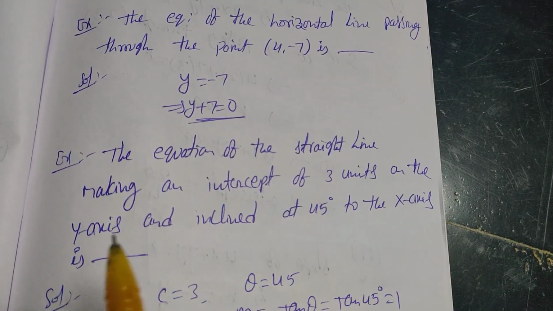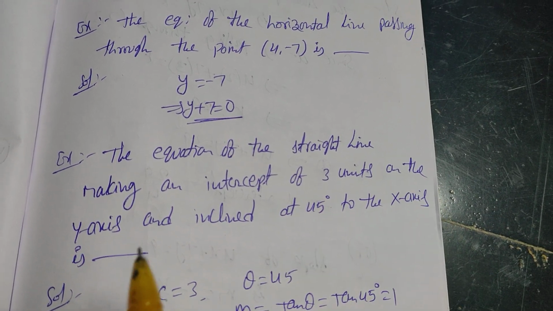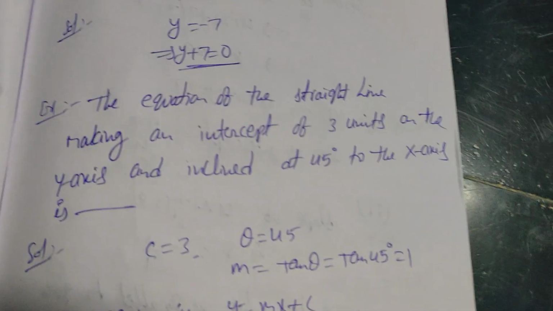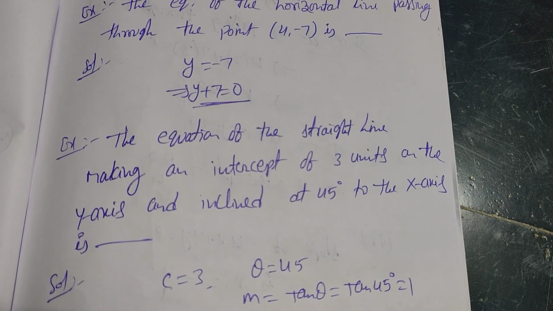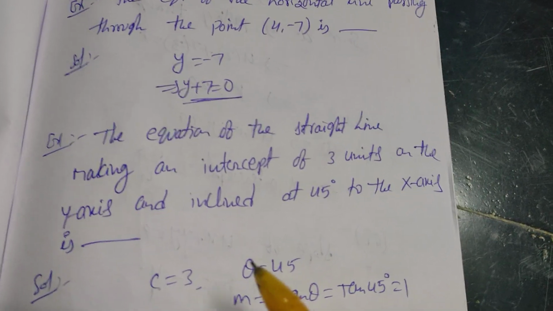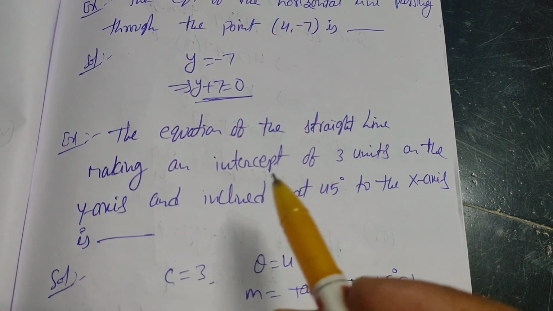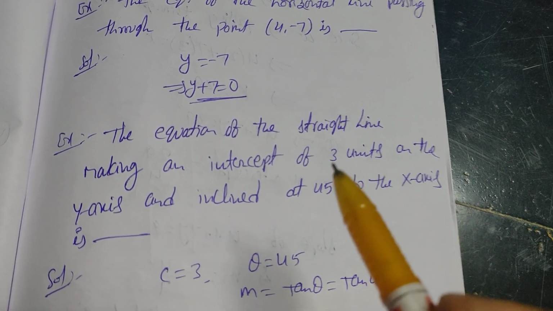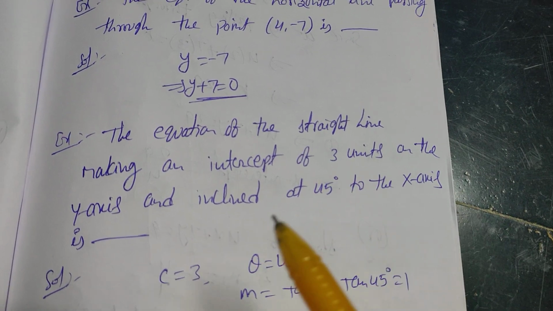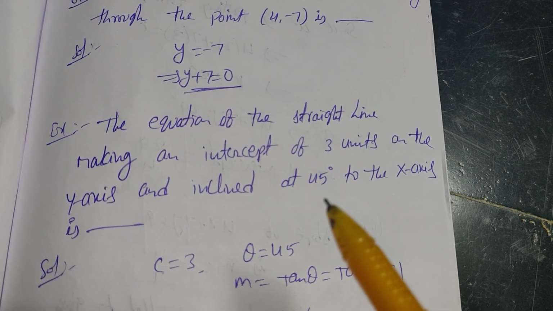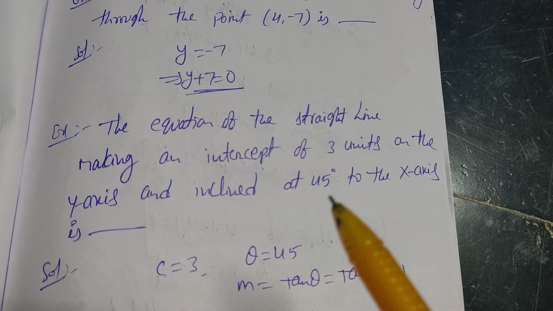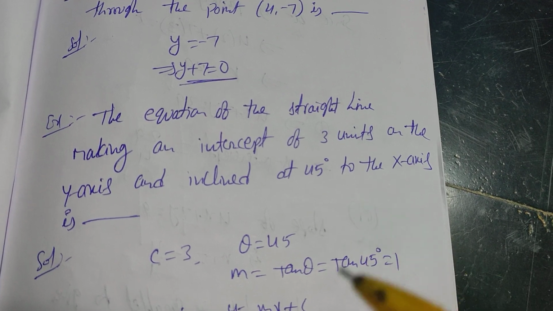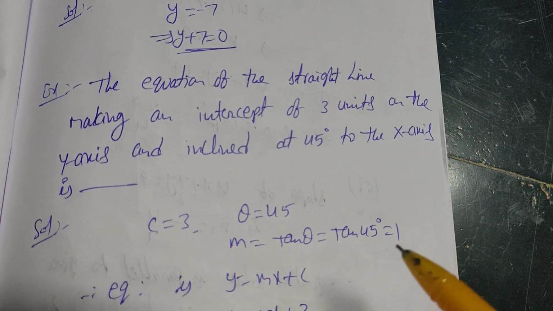The equation of the straight line making an intercept of 3 units on the y-axis and inclined at 45 degrees to the x-axis. Based on the previous concepts I am giving some examples. The given y-intercept means c is equal to 3, and inclined at 45 degrees means theta is equal to 45 degrees. So we have to find out m, which is tan theta. Tan theta is equal to tan 45, and tan 45 is equal to 1. So c is equal to 3 and m is equal to 1.